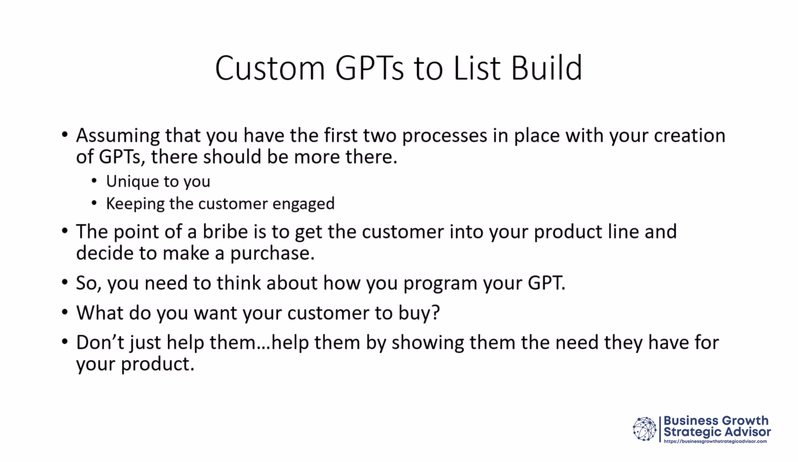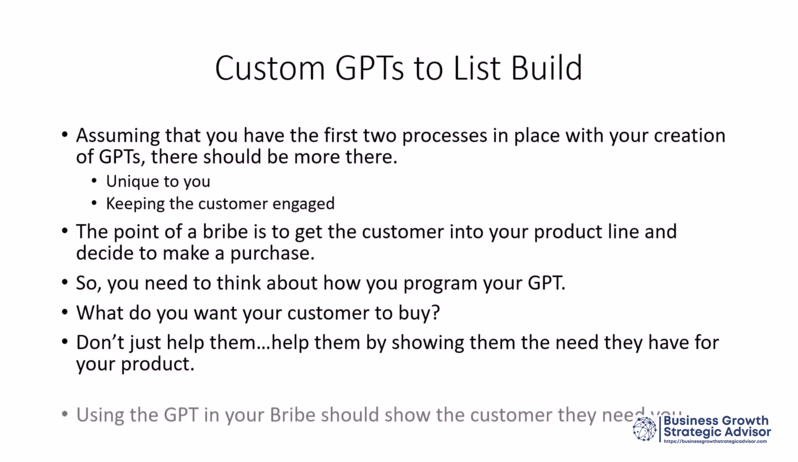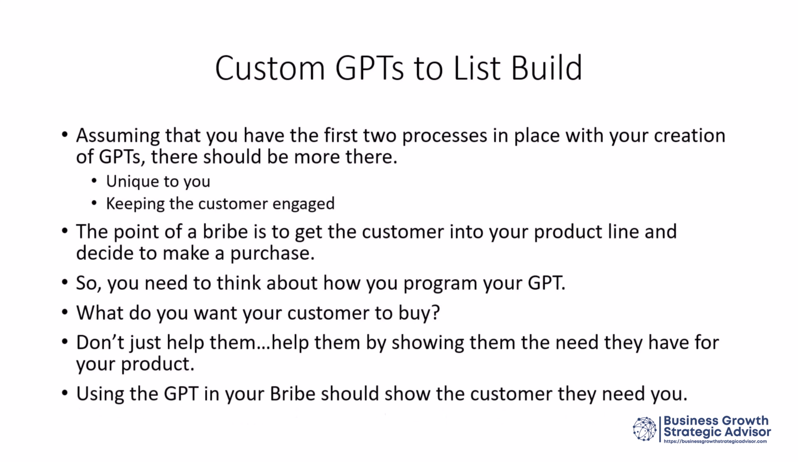You're not just here to help people, right? If all you're here to do is help people, then you will not live to fight another day, because you have all these freebie seekers on your list who aren't going to buy anything, and you haven't asked them to buy anything. You will see the profit lacking, and eventually you just won't want to do the business anymore. So don't just help people. You help them by showing them what they need to have for your product. Use the GPT in your bribe to show the customer that they need you. That's what you're trying to do.